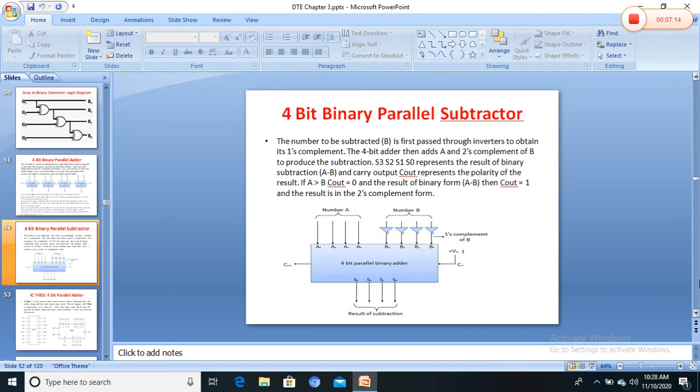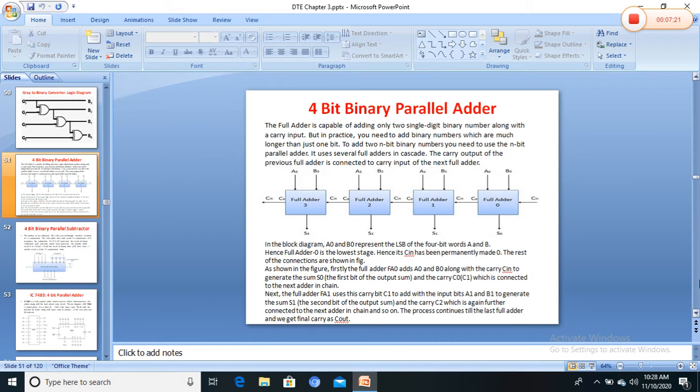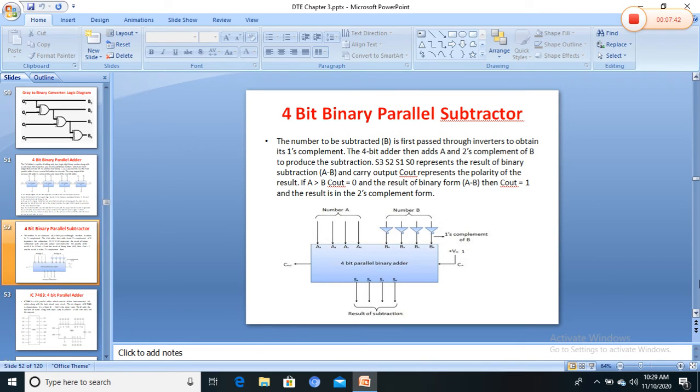And next is the 4-bit parallel adder IC. This is the 4-bit parallel adder, and the IC we use is the 7483. This IC is used to add 4-bit numbers, that is the 7483 IC. Next is the n-bit parallel subtractor, that is a 4-bit parallel subtractor.